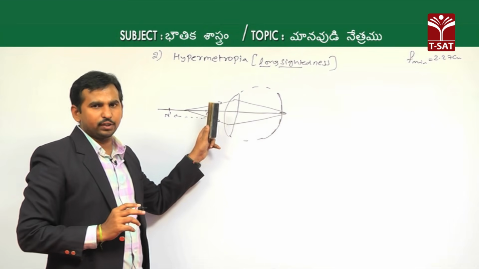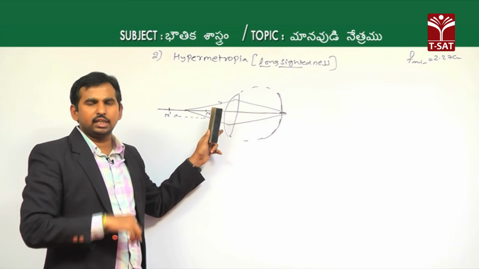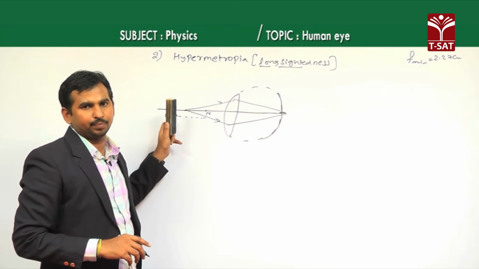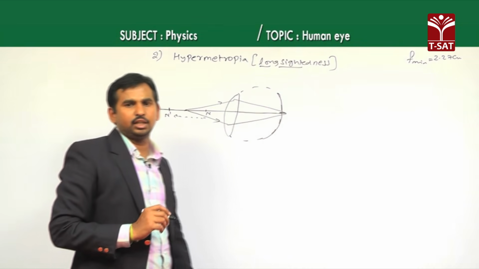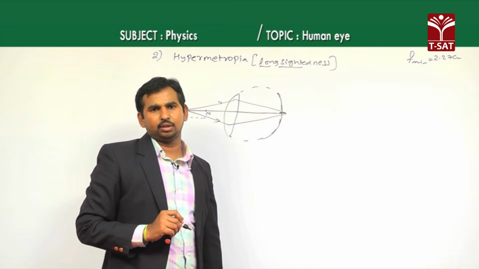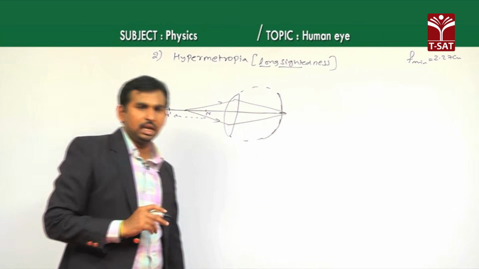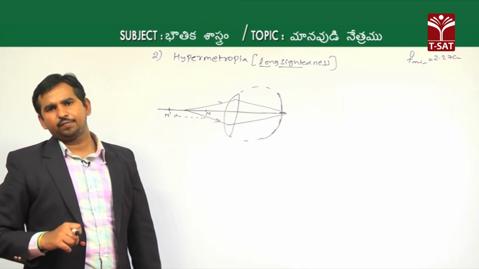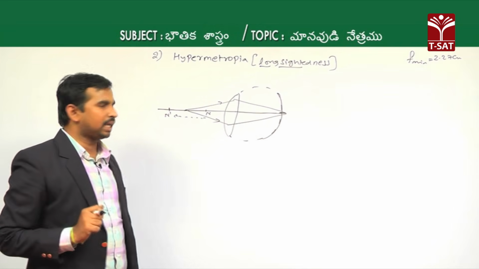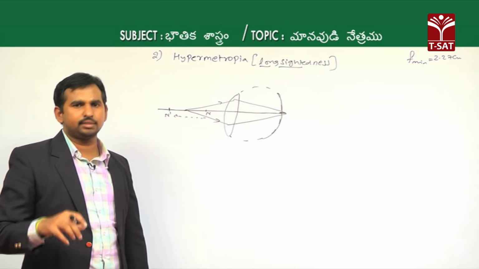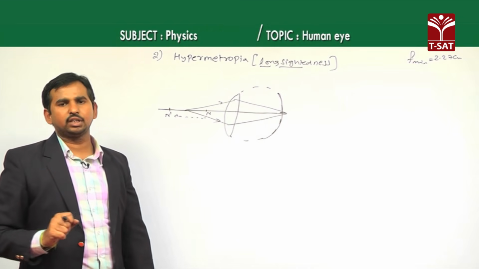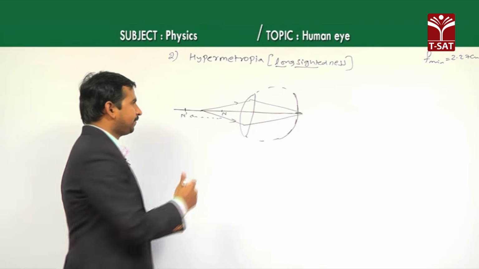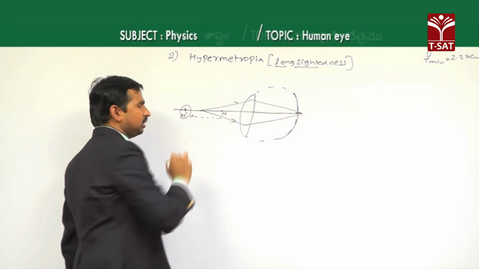Actually, the eye is at 25 centimeters, but it is not able to see the near distance, which means the near point is shifted to a greater distance. That point we call the near point of hypermetropia. The near point definition is the minimum distance that a hypermetropia-defected eye can see very clearly, and in our case here, n dash is the near point.